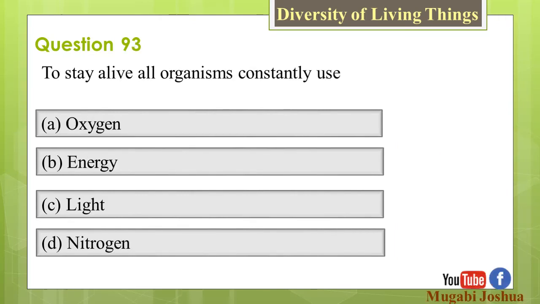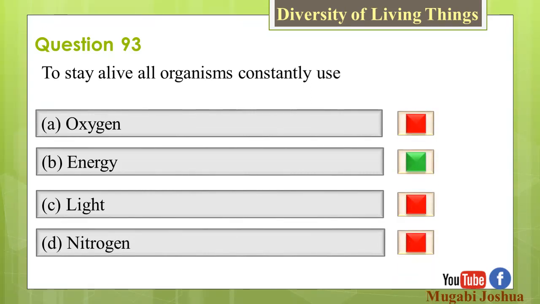Question 93. To stay alive, all organisms constantly use A. Oxygen. B. Energy. C. Light. D. Nitrogen. Which one of the following alternatives is the best alternative? The best alternative is B. Energy.